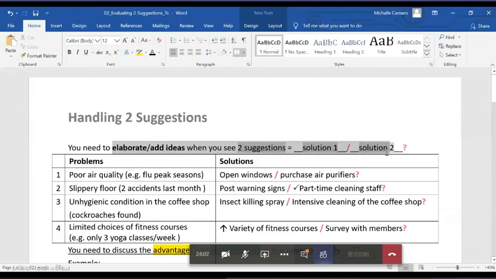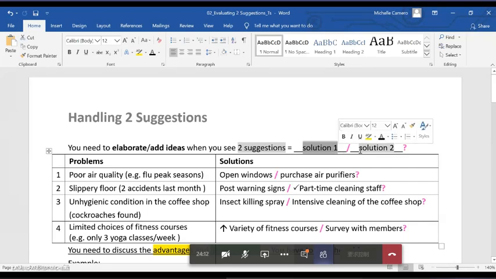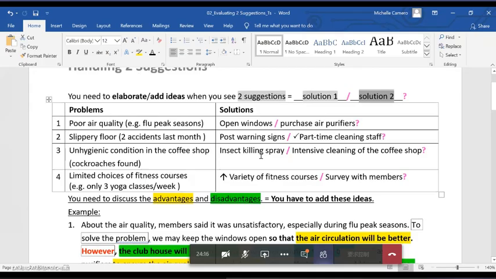How do you know you're looking at 2 suggestions? That forward slash and that question mark. Those are the 2 most important things, because when you see the forward slash and the question mark, you know before the forward slash is solution 1 and after the forward slash is solution 2. All right, so we've got some examples here.